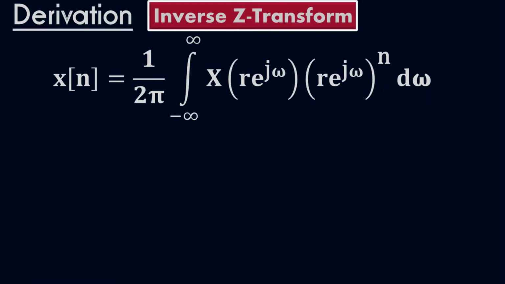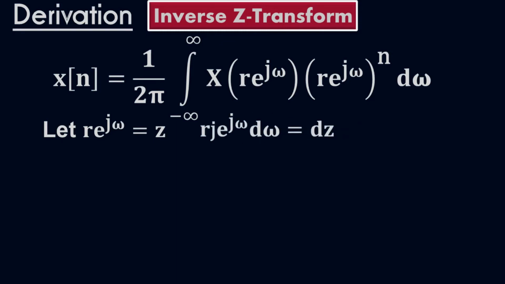As we know that we let r times e to the j omega equals z. Take derivative on both sides to have r times j times e to the j omega d omega equals dz. Just take derivative on both sides. When you take derivative on the left side, this j behaves as a constant. We are doing derivative on the left side with respect to omega. So it is like e to the 2x. So derivative of e to the 2x is 2 times e to the 2x. Apply the exact logic here.